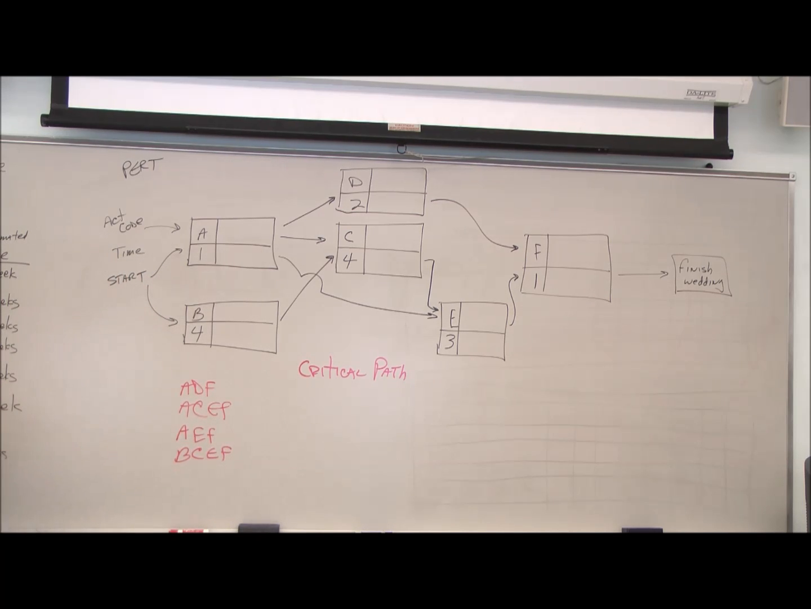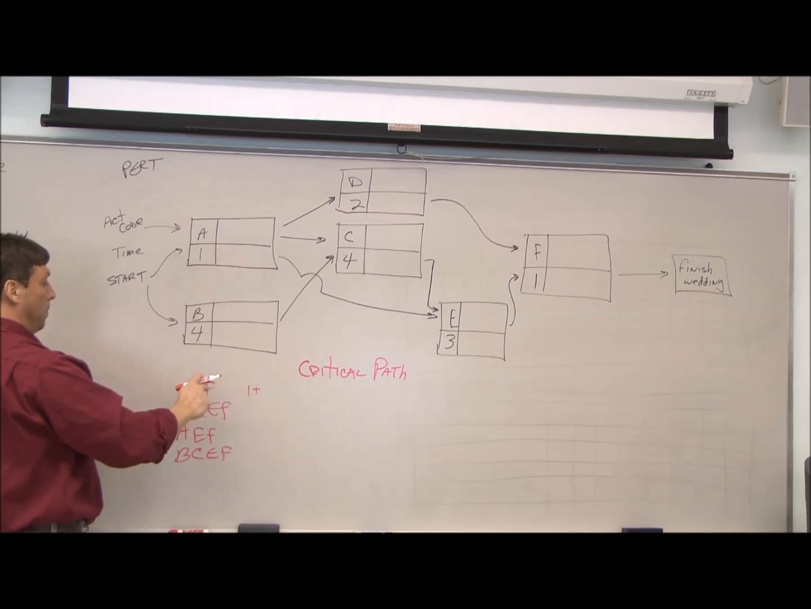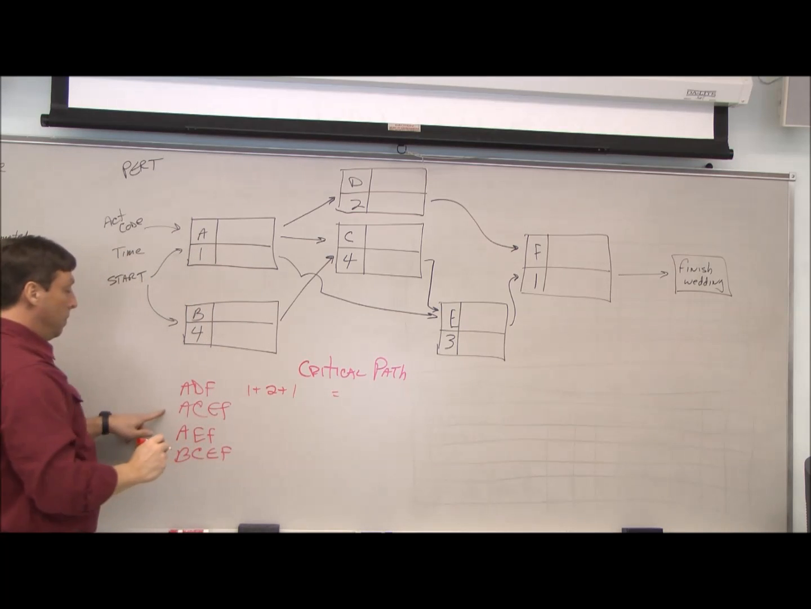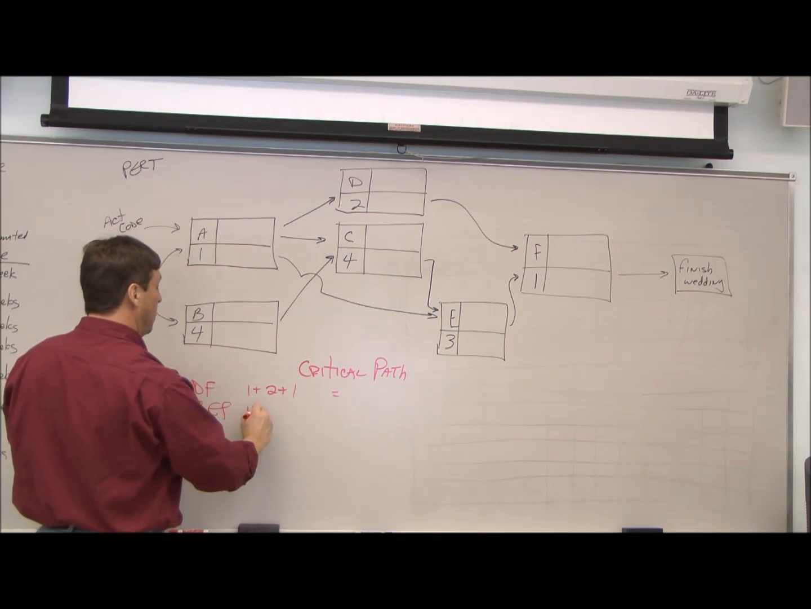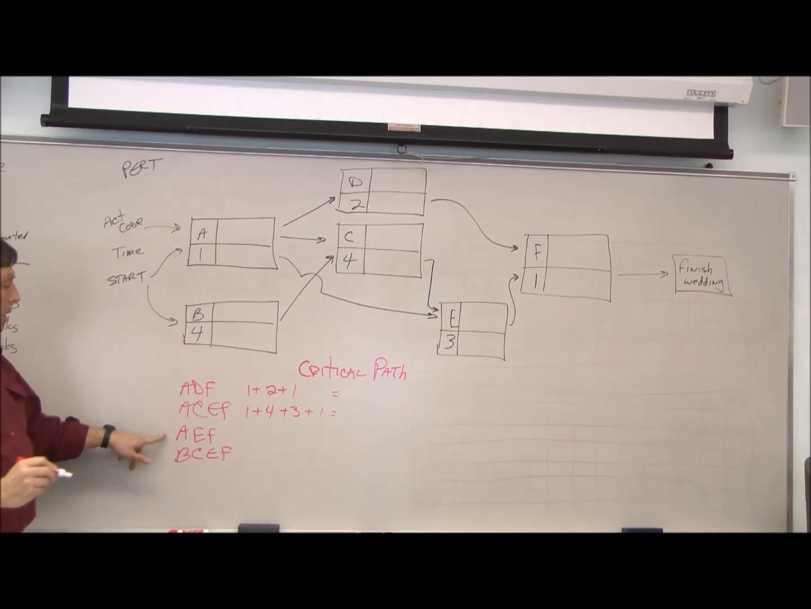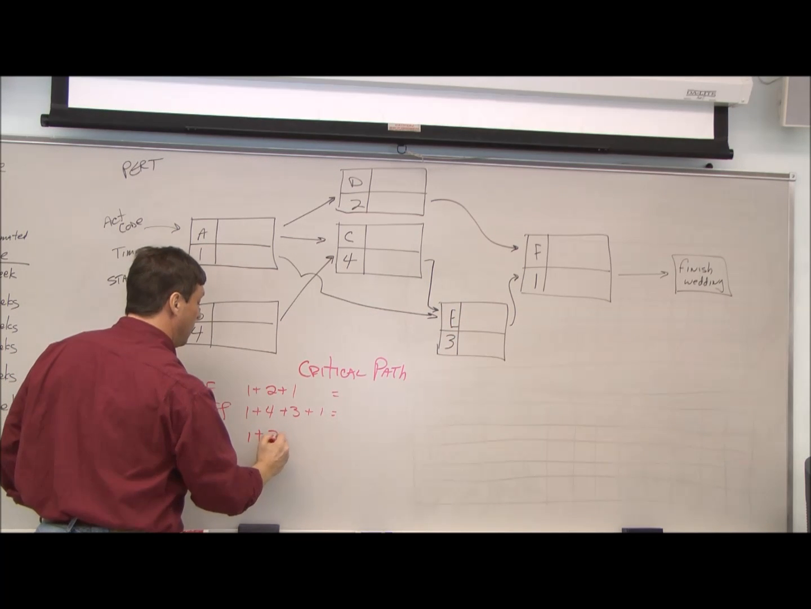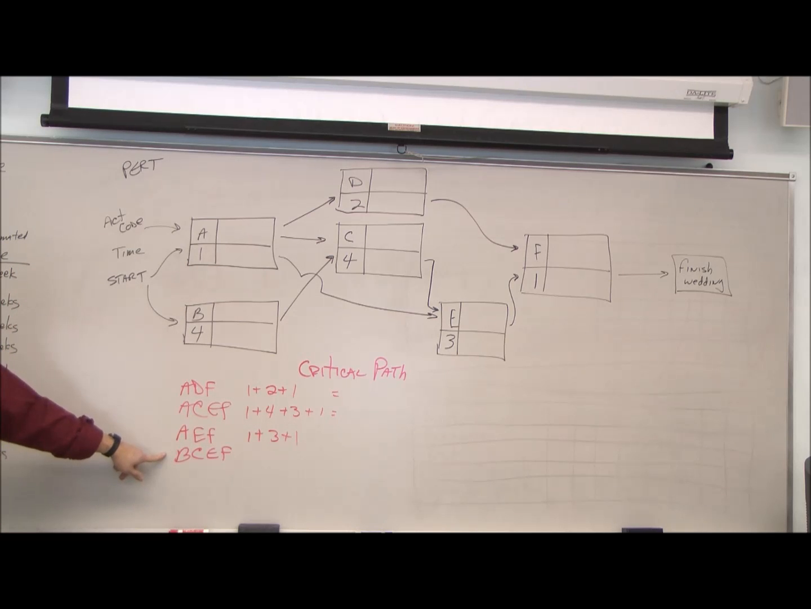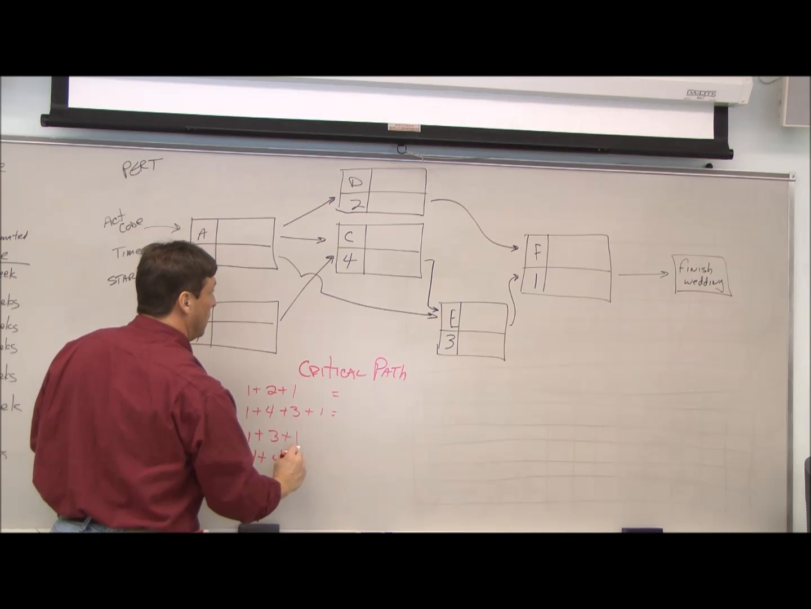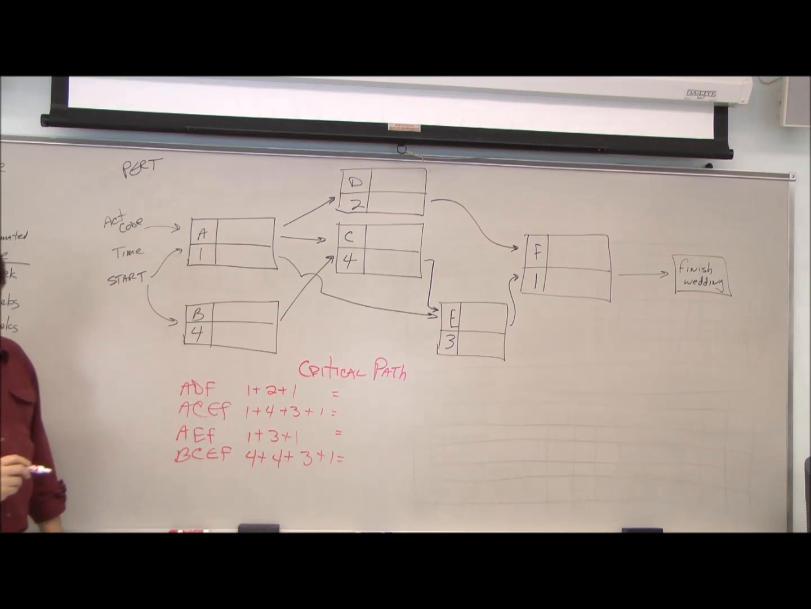All right, to determine the critical path, we just add up the times. A is 1, D is 2, F is 1. For ACEF, we have 1, C is 4, E is 3, F is 1. For AEF, we have 1 plus 3 plus 1. And finally, we have BCEF. So 4 plus 4 plus 3 plus 1. So we just add up all the different times.